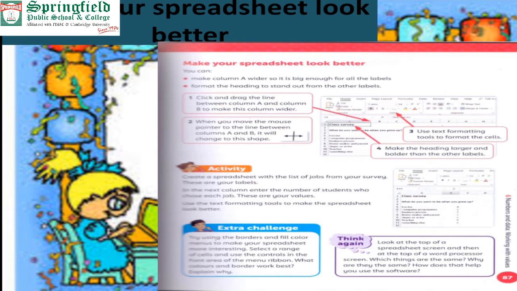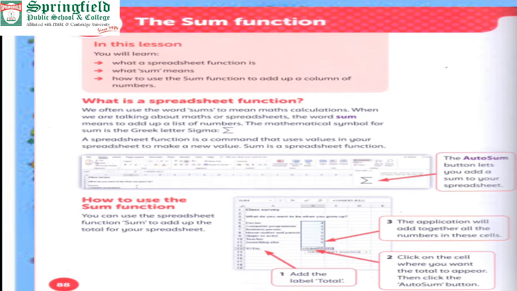Okay, now come to 6.2, the sum function. What does a spreadsheet study about? Basically auto sum, in which we will add the numbers. First we will enter the numbers in the table, then add the label total. This is the label total.